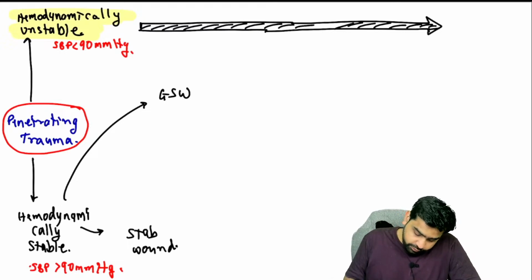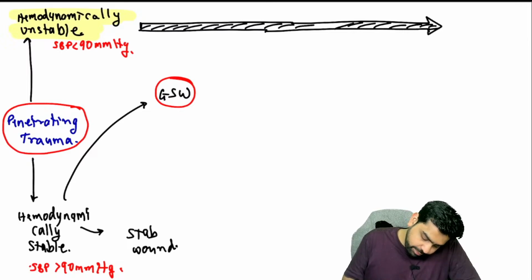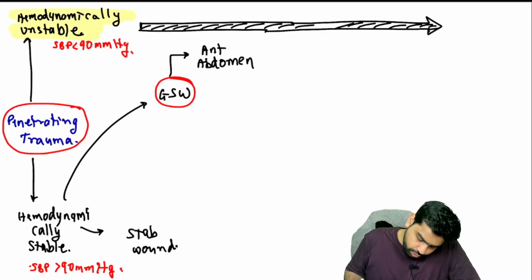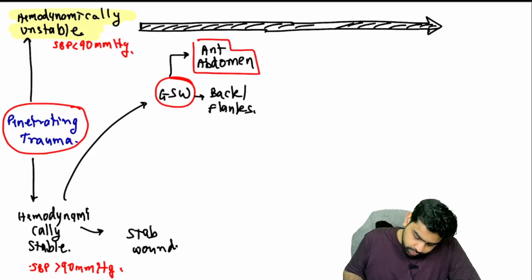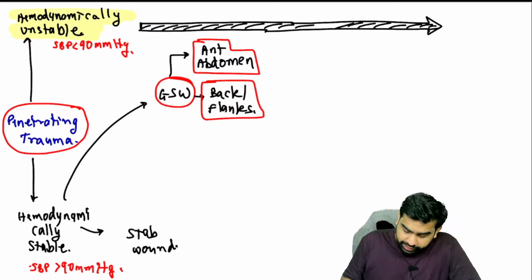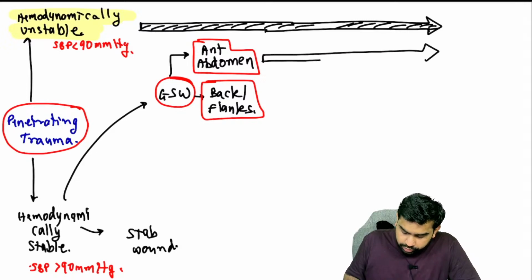Let's say there is a patient who is having a gunshot wound. This gunshot wound can happen at the anterior abdomen, or it can happen in the back or the flanks. You understand my point? So if there is a patient who is having a gunshot wound to the anterior abdomen, what you need to understand is you need no other investigation.